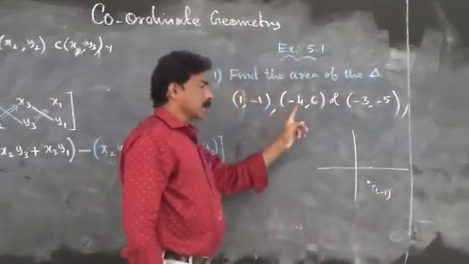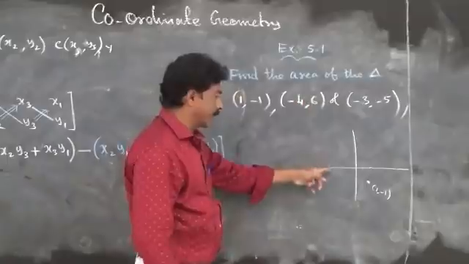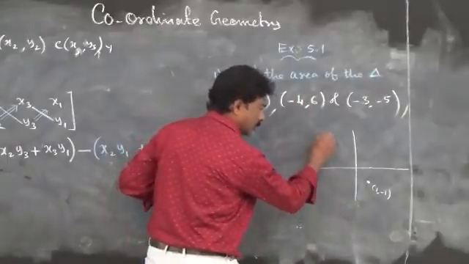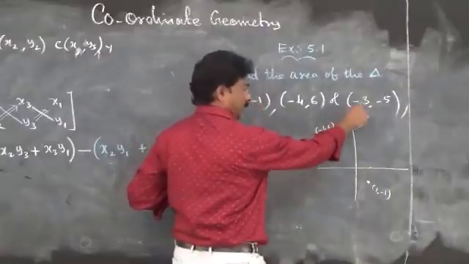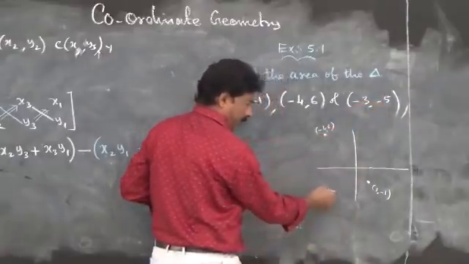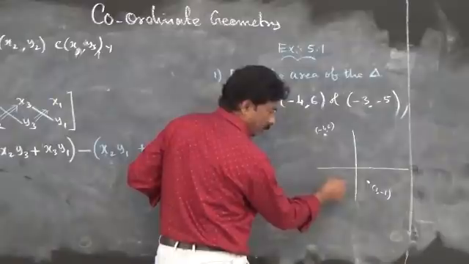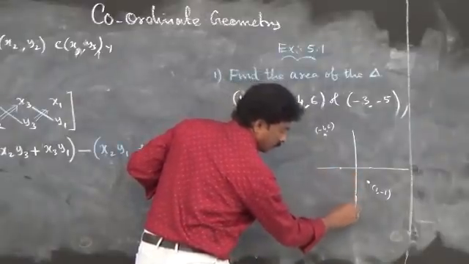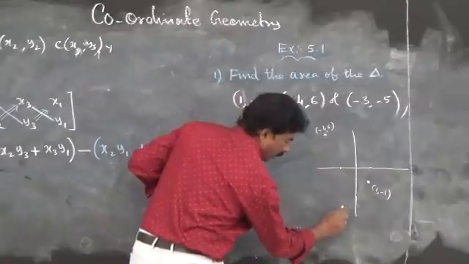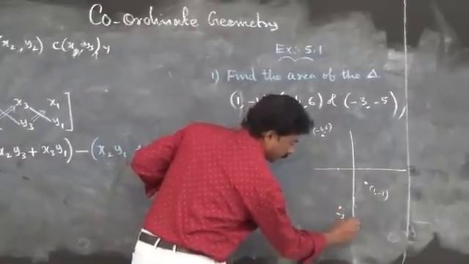Minus 4, comma 6. X is negative, y is positive, so second quadrant. Minus 4, 6. Minus 3, minus 5. Both are negative. That is in the third quadrant. Minus 3 is here, minus 5 more or less here. So, minus 3, comma, minus 5.